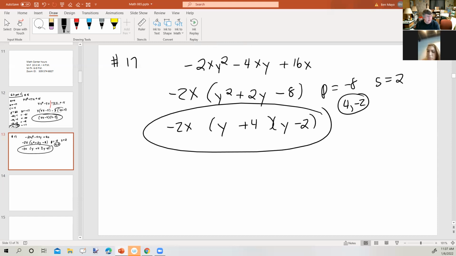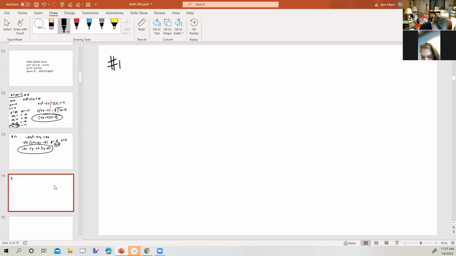All righty. This is number 19. It says factor the polynomial completely. If the expression is not factorable using integers, enter prime.